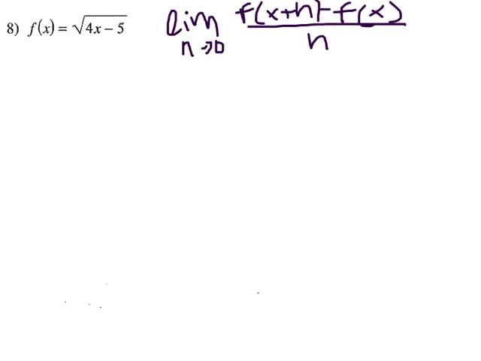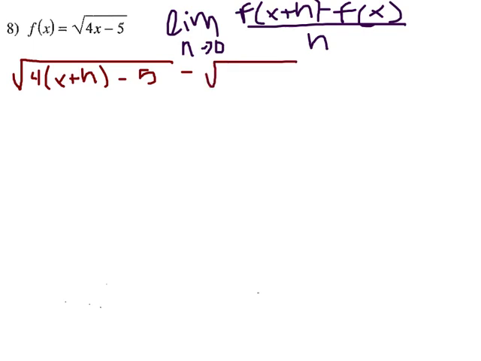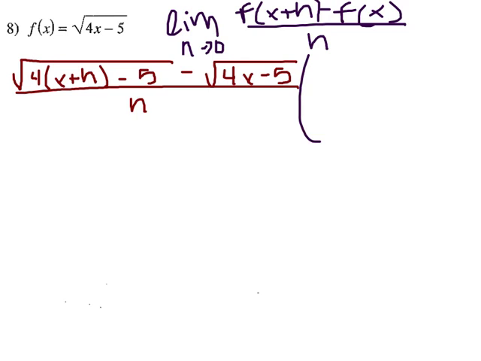So let's go. Red, bad color. We'll do a dark red. We have the square root of 4 times x plus h minus 5 minus the square root of 4x minus 5 all over h. I'm not even going to bother distributing out that 4 yet. I'm just going to go ahead and multiply by the conjugate right away.